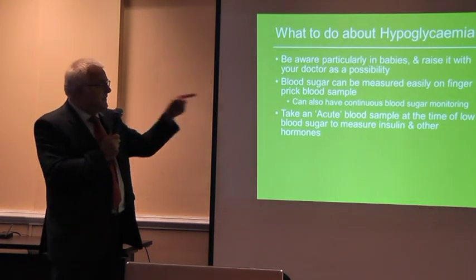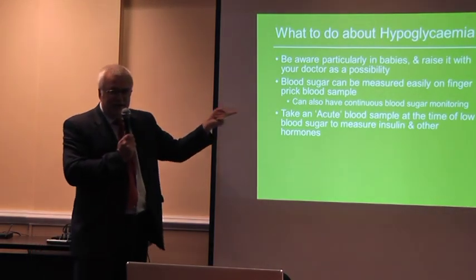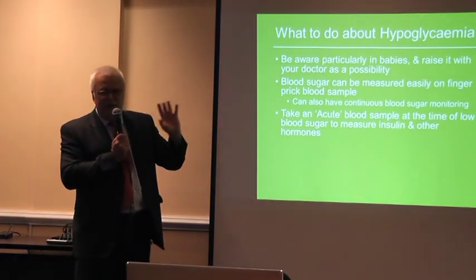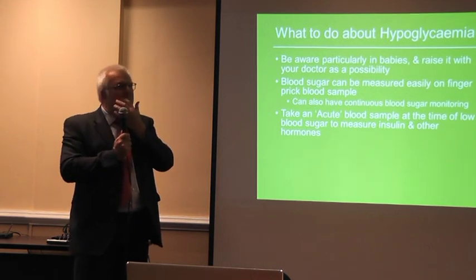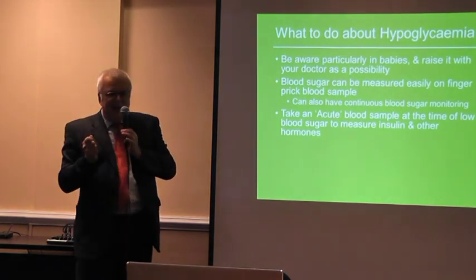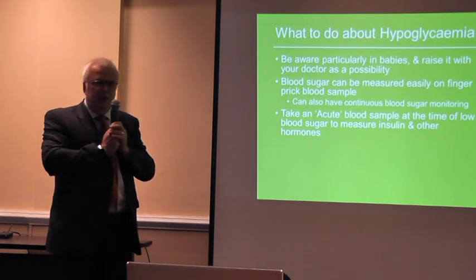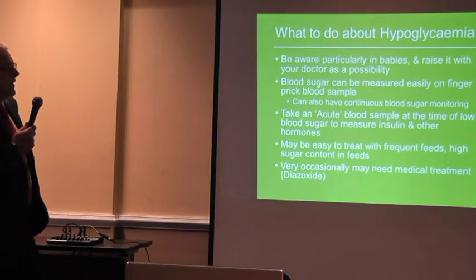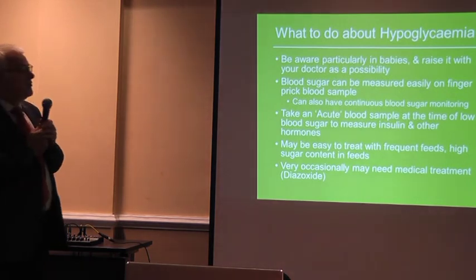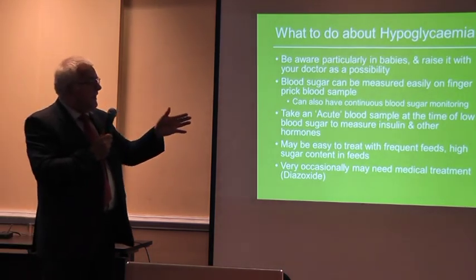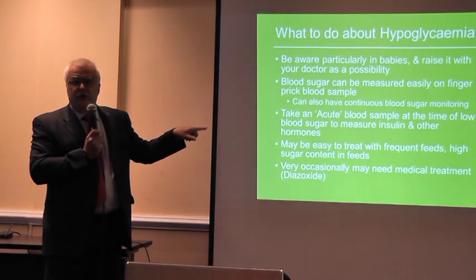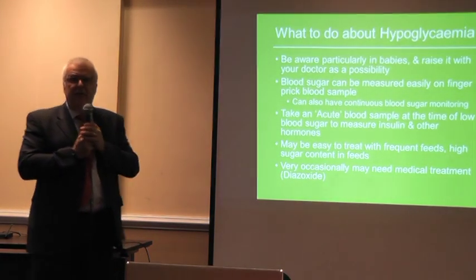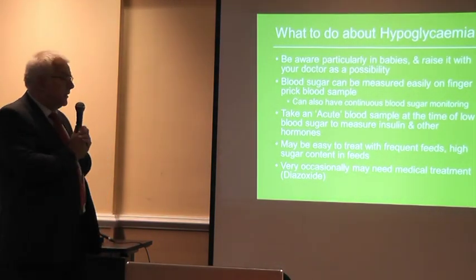That can sometimes be a difficult sample to take, because your child's got low blood sugar, they're probably not brilliantly well, but the doctors have to rush in and get that sample and then give some treatment for the low blood sugar. Okay. Now, the hypoglycemia may be relatively easy to treat with frequent feeding or adding a bit of extra sugar into the feeds. That may settle down many of the cases of hypoglycemia.